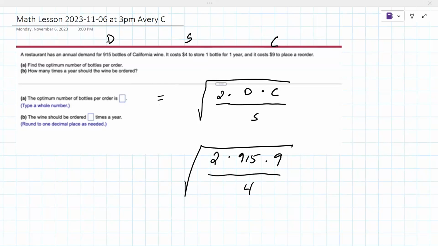Let me double check that. I got 64.167. Yeah. 2 times D times the cost for the order divided by that. Yeah, I remember it working out nicely the last time I did this with students. So yeah, I got 64. Okay. Yeah, I also got that.